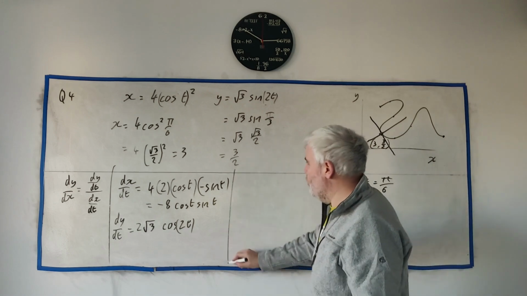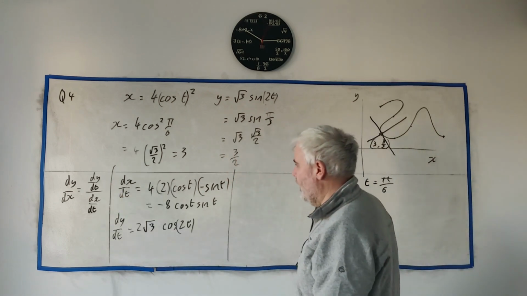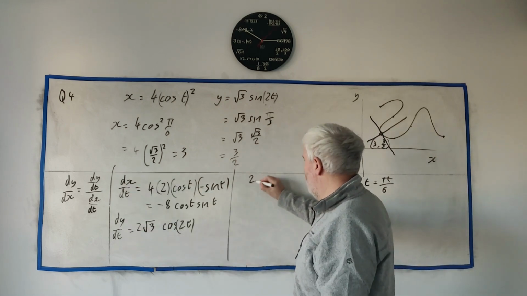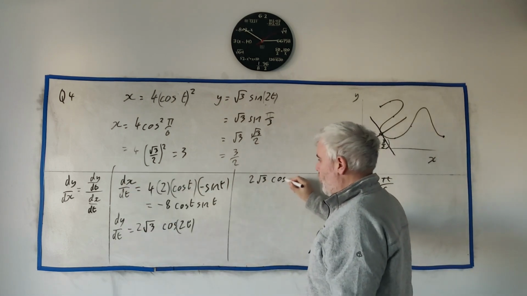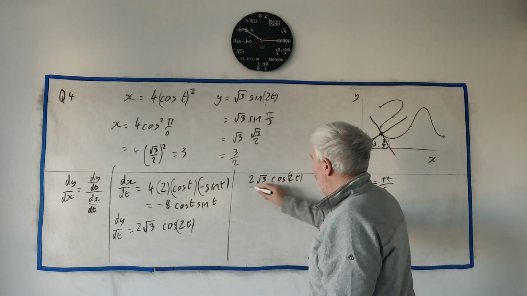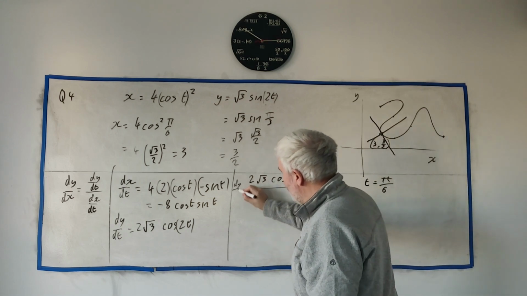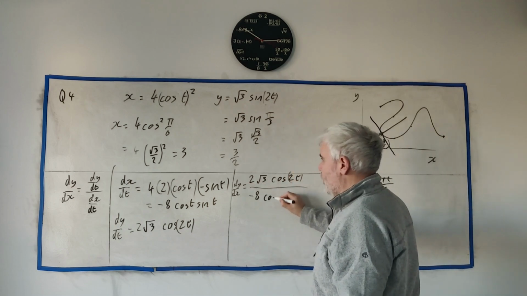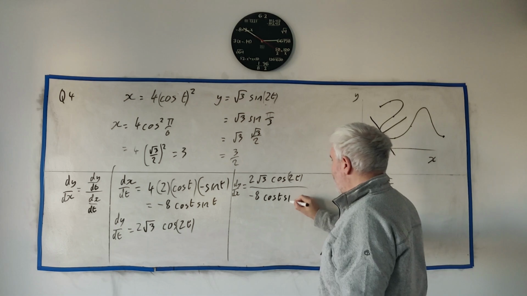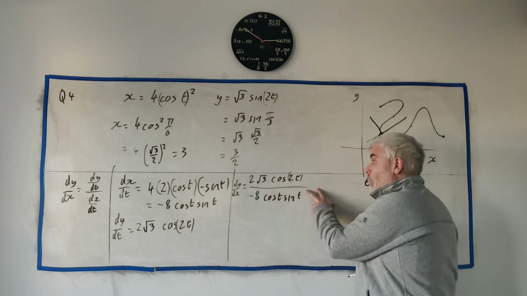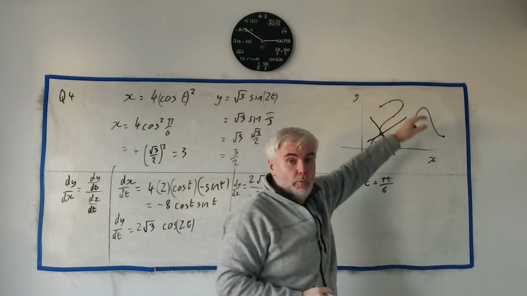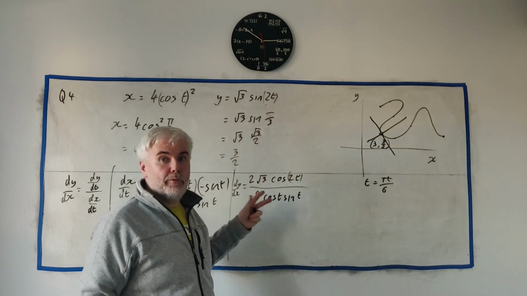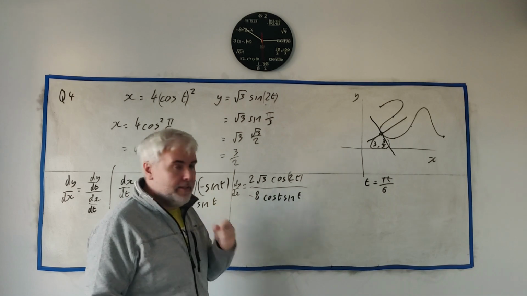Okay, so we have both those, so let's just divide them. So we get dy/dt divided by dx/dt. So that's 2 square root 3 cosine 2t over, this is dy/dx by the way, over minus 8 cosine t sine t. That's the derivative everywhere. Anywhere you want, this is an answer to it. You just tell me what t is, I'll tell you what the slope is, the gradient I should say.